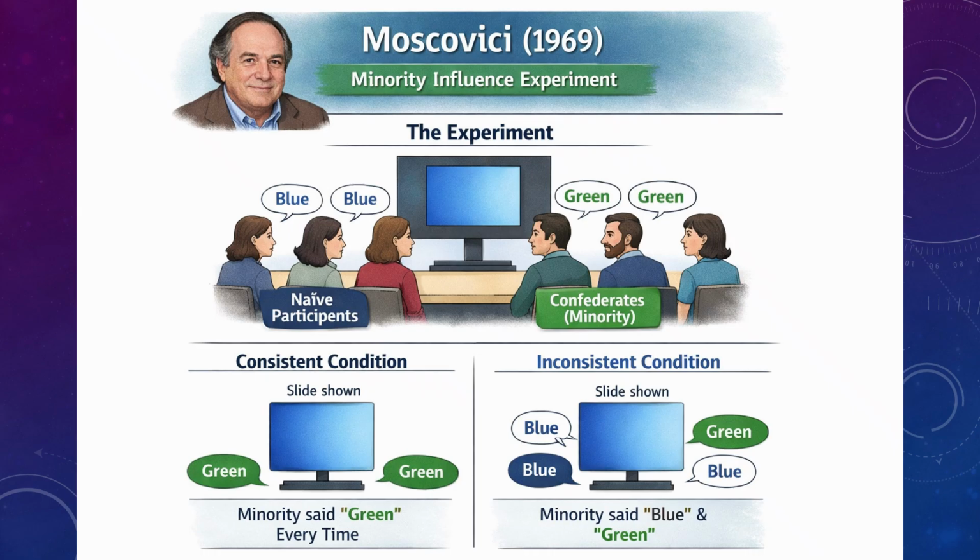Even in the inconsistent condition, the confederate said green and blue, green and blue, and the minority said blue and green. Then of course it drops by 1.25 from the actual 8.25, because the minority people said green and blue, and then they obviously just change their mind.